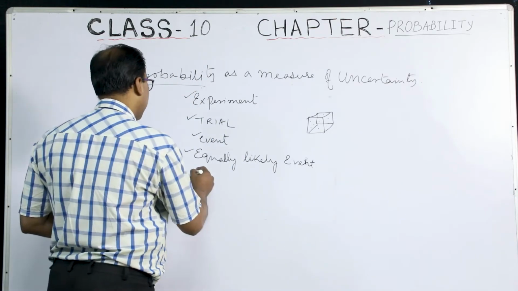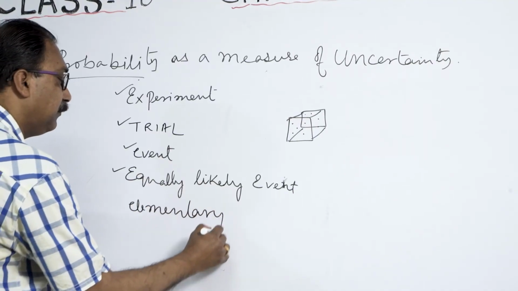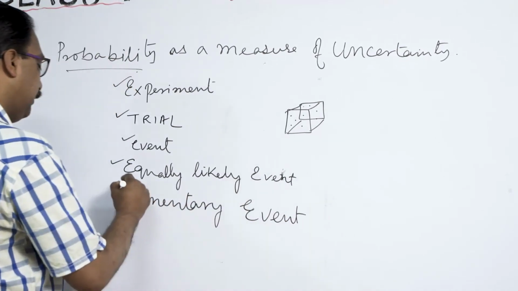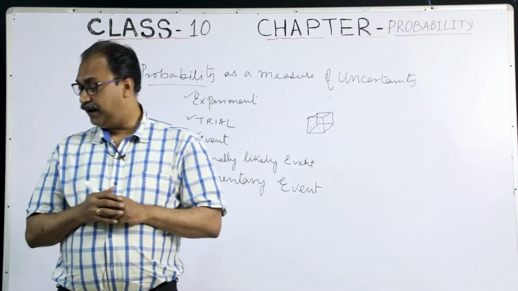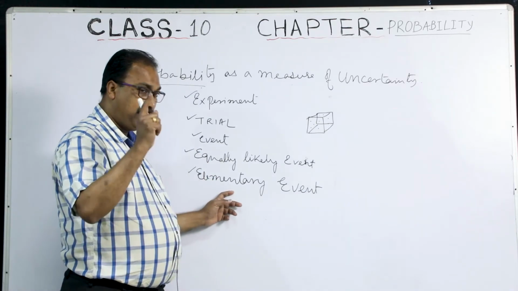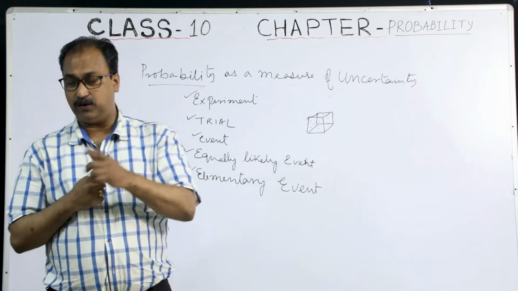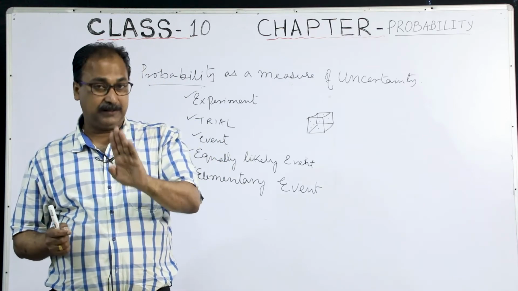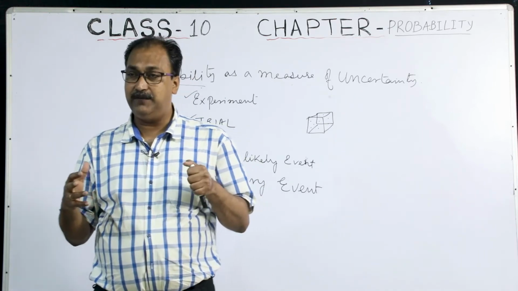Next point, elementary event. What is an elementary event? An elementary event is an event having only one outcome. If you do some experiment and that event has only one outcome, that's called an elementary event. For example, when you toss the coin, only head will come, suppose. That's called an elementary event.